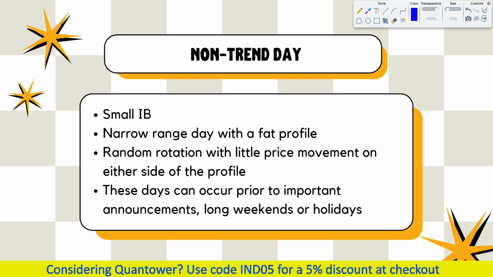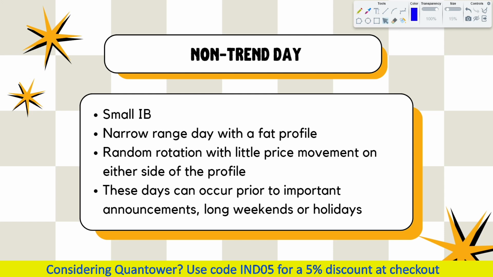So the next day type is non-trend day. See, again, if you see the first point, small IB, again you get confused. Boss, you said medium IB. For medium IB also we have normal variation day and neutral day. We are confused. And again you are saying for trend day you have small IB, and for non-trend also small IB. Again confused. No need to confuse.